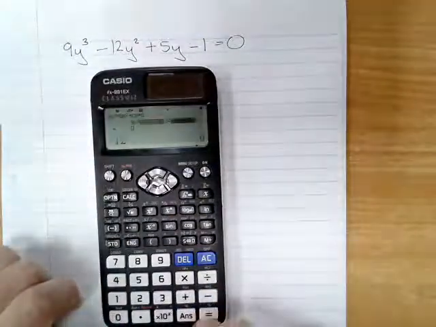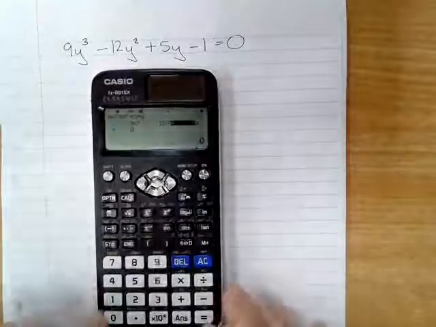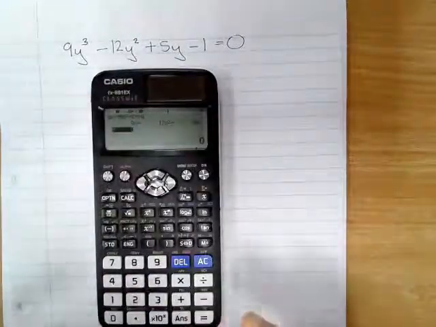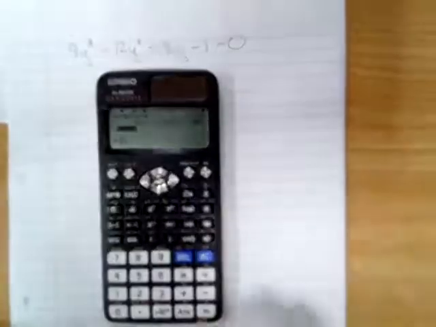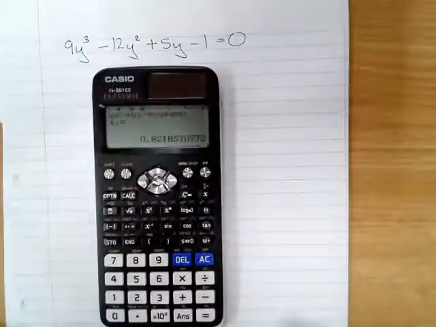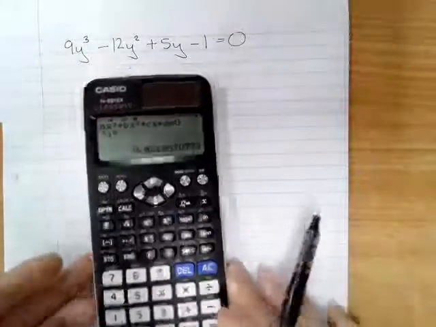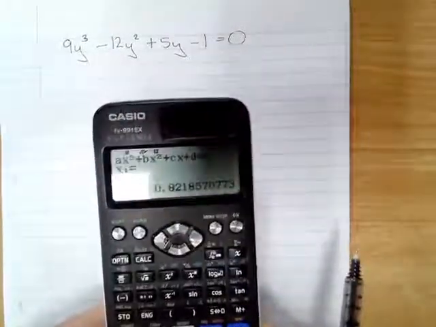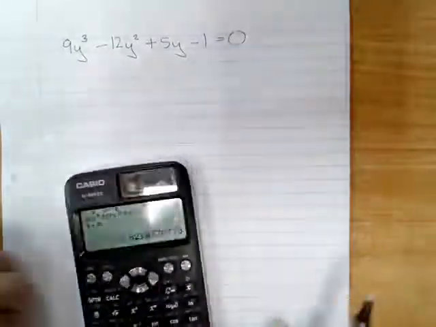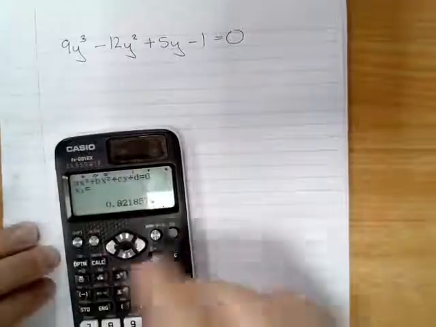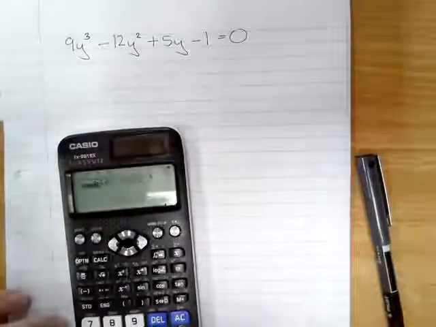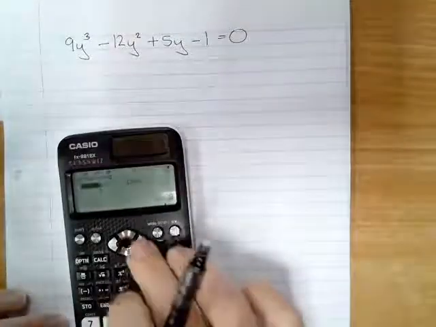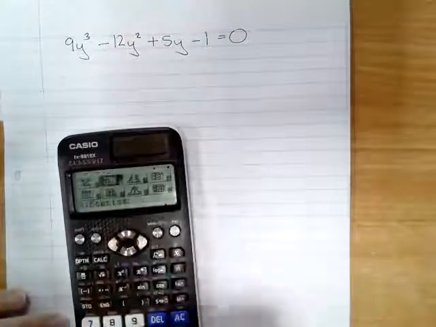I don't know if you can see this. I know these don't come out very well on the calculator. It's 5. Just take my word for it if you can't see the calculator properly. I am typing in all of the correct coefficients, and I get an answer out there of 0.82185707773. I don't want to lose any of the accuracy of that, so I'm going to store that in A. So that's now stored in A, and I can come back out into normal calculator mode for the next bit.